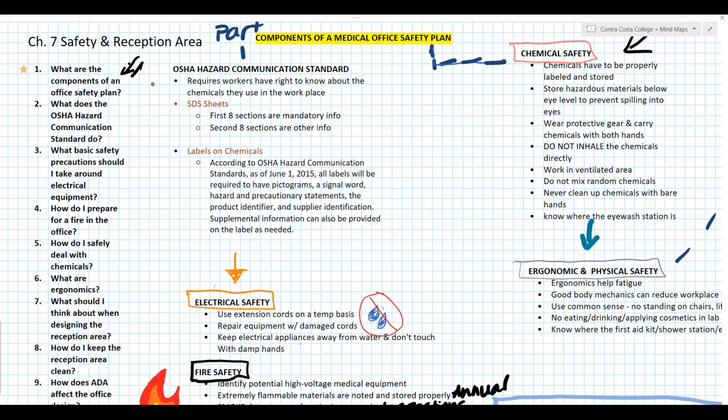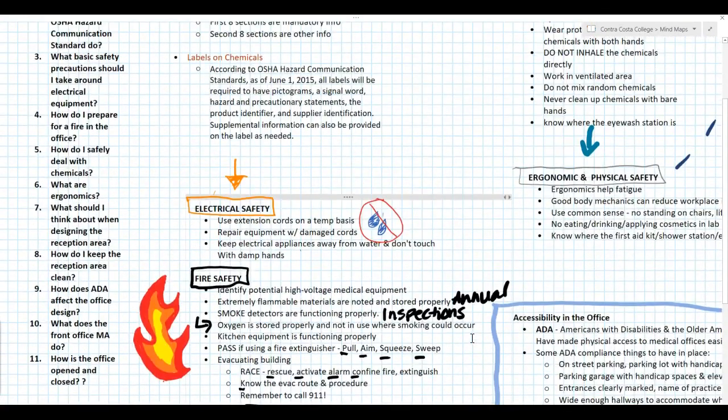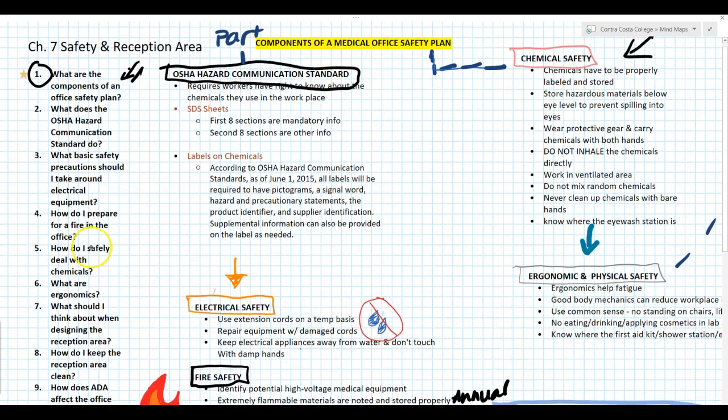And so what I do is I just reword them a little bit, turn them into questions so I remember to answer them, and then make sure I hit all of those as I go through the concept map. So if we're looking at number one here, what are the components of an office safety plan? We now know that the office safety plan includes everything from the OSHA hazard communication standard and electrical safety, fire safety, ergonomic and physical safety, chemical safety, and all of these different components that we talked about. If we want to look at what does the OSHA hazard communication do, we talked about the SDS sheets, we went through that one for the Santa Cloth, the labels, and so on and so forth.